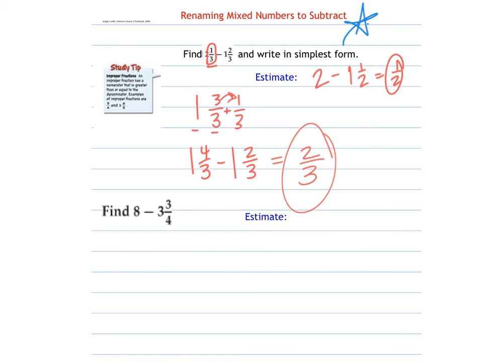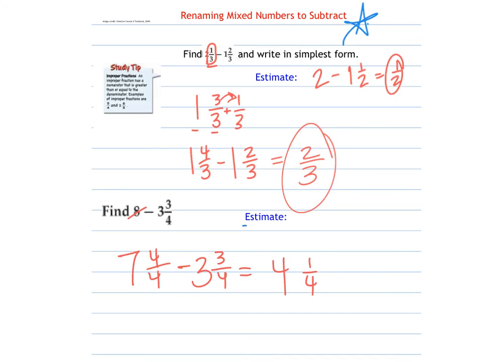So if I was trying to take 8 minus 3 3/4, I don't have any fraction to subtract that 3/4 from. So I'm going to make this whole number 1 less, which would be 7. And then that 1 that I took away, I'm going to turn into a fraction of 4/4. 4/4 plus 7 is still equal to 8 because 4/4 is a whole. So then take that minus the 3 3/4. Well, 7 minus 3 is 4. 4/4 minus 3/4 is 1/4.